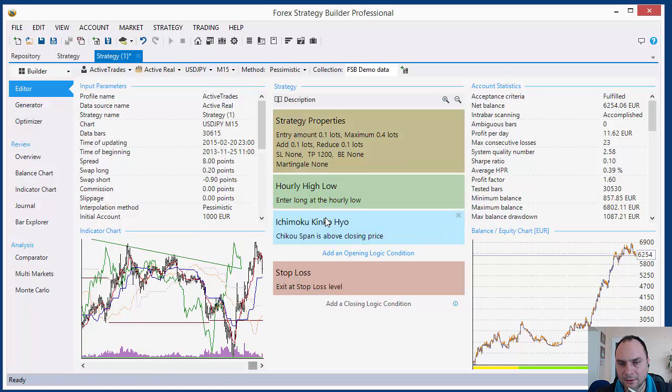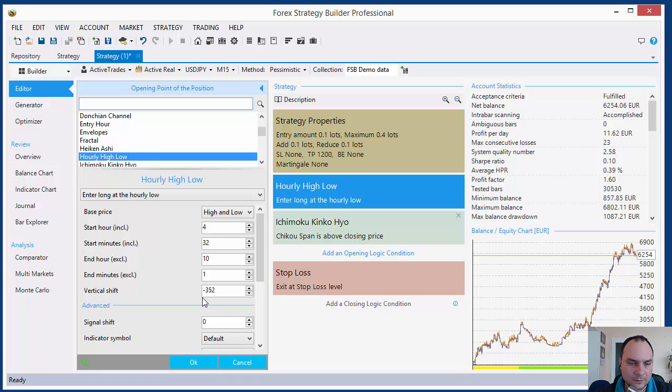Okay, hourly high low. We have vertical shift here. Enter long at the hourly high and the hourly low, and it selects a time between 4 and 10. What is that?